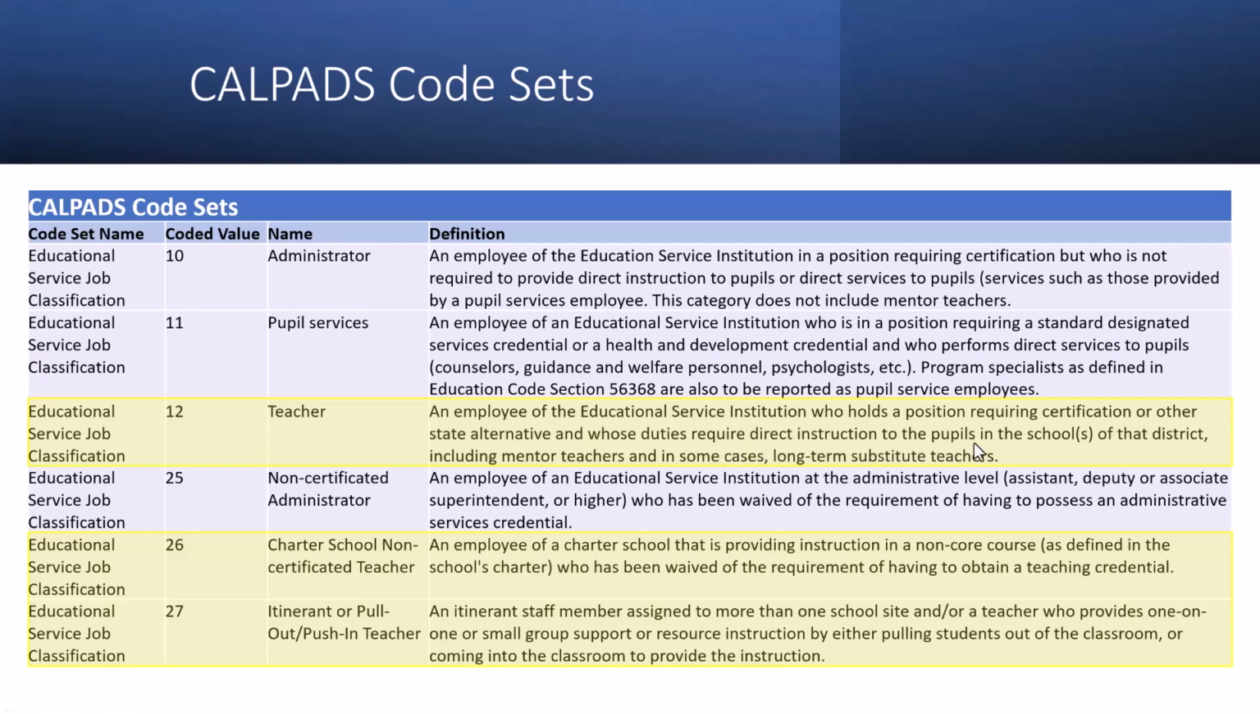That's the course record. In CalPADS, you have to report the course record to show the staff member is providing instruction to students. If you look down at charter school non-certificated teacher, you see the description providing instruction in non-core courses. And then itinerant staff member, you see provides one-on-one or small group support or resource instruction. Down at the bottom again, you see classroom to provide the instruction. So instruction is key. If you see instruction in the code set, it typically means course records should be associated with this job classification code. So 12, 26, and 27 are teachers.